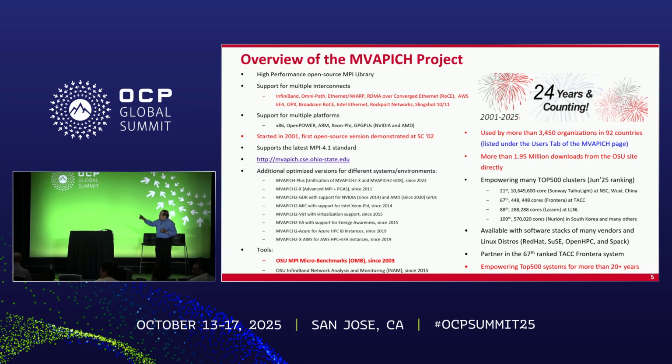And in addition to the MPI library, on the left-hand side, you will see we have something called the OSU MPI micro-benchmark. That also gets used very extensively to evaluate how you really measure MPI-level performance. It has become an industry standard, in the sense that when you look at a lot of procurements, many times you will see a line saying, please report the MPI numbers using the OSU micro-benchmark. So we have been able to standardize that also.